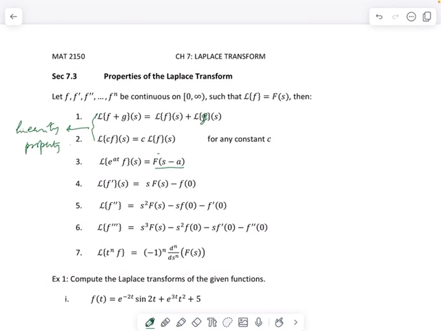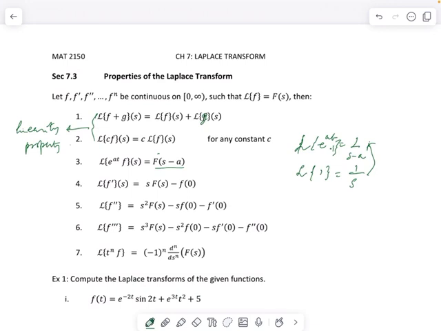And if you recall, we saw that the Laplace transform of e to the at was 1 over s minus a, and the Laplace transform of 1 was 1 over s. So if you notice, this is what we are saying in property number 3, that this is the transform, the translation a units to the right of the function 1 over s.